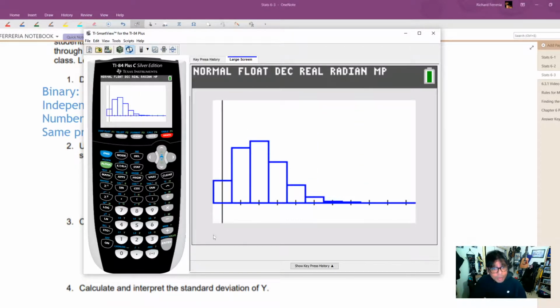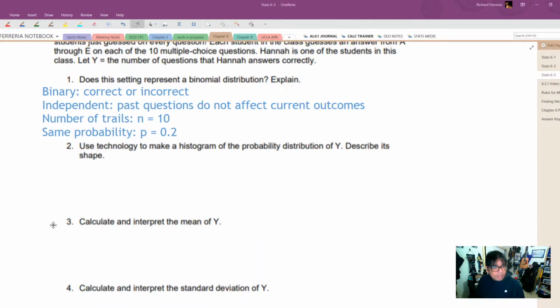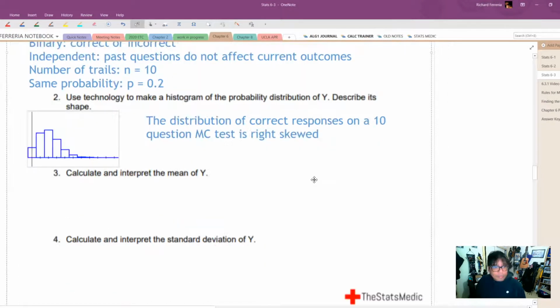Great. So here's our histogram. This looks pretty great, actually. And as expected, we have a right-skewed distribution. So let's copy and paste this into our work. That frequency list really helps out for all of these. Okay. So that distribution of correct responses on a 10-question multiple choice test is right-skewed.